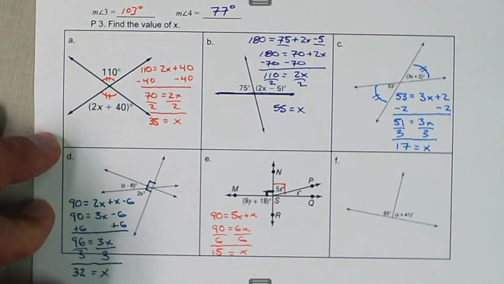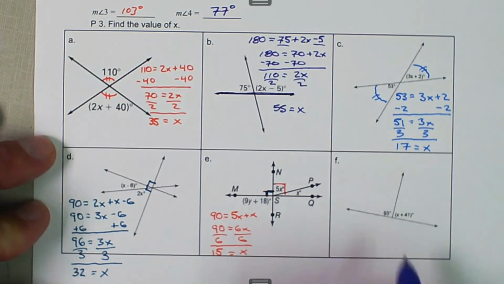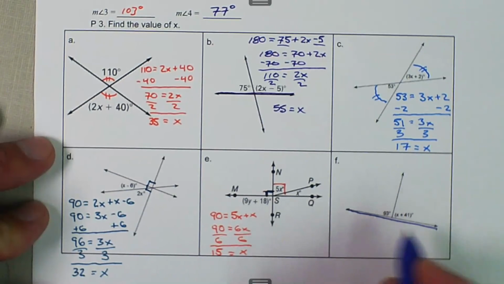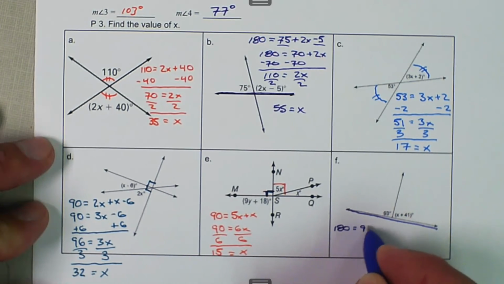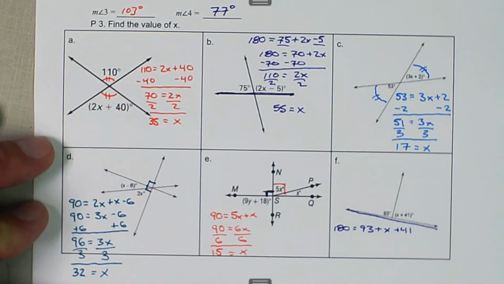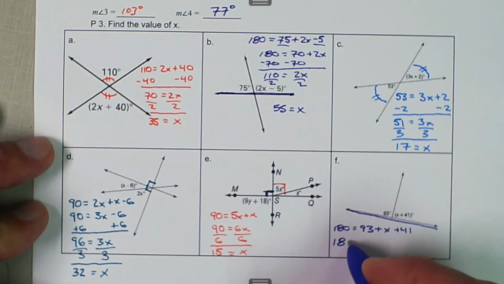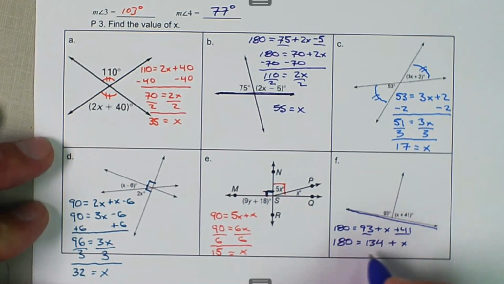And then the last example, we have a linear pair. And so we know those add to 180. So we have 180 degrees is equal to 93 degrees plus x plus 41. If we combine like terms, that's equal to 134 plus x. We subtract 134 from both sides, and then we get 46 is equal to x.